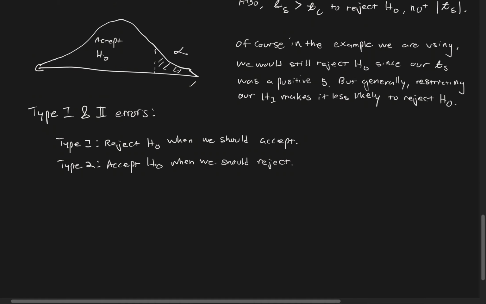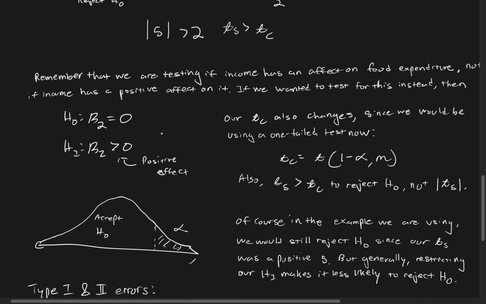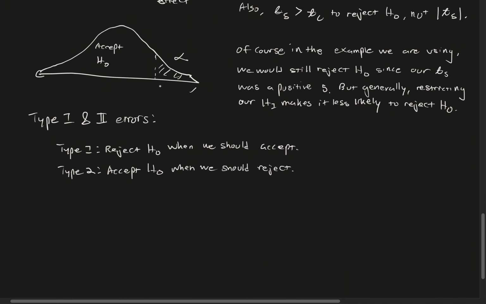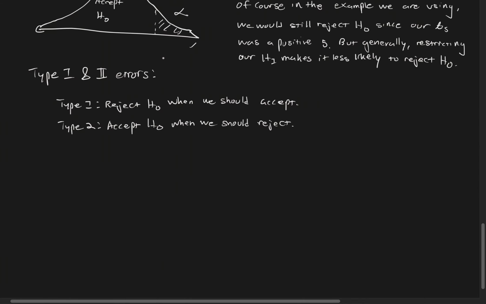So that's a mistake. And then type 2 is the other way around, where the actual value of it is a 5, but we got a 1. Then since 1 is less than 2, we would accept the null, right? We would reject the alternative. But again, that's what we call a type 2 error.